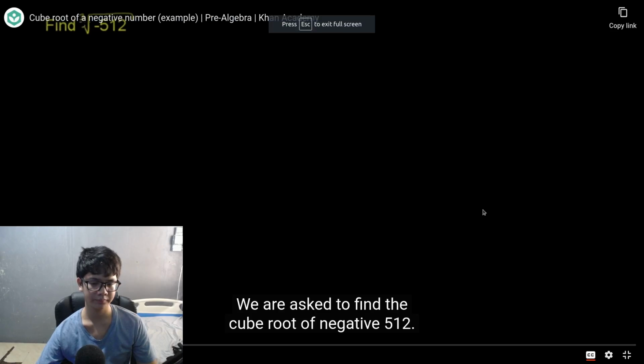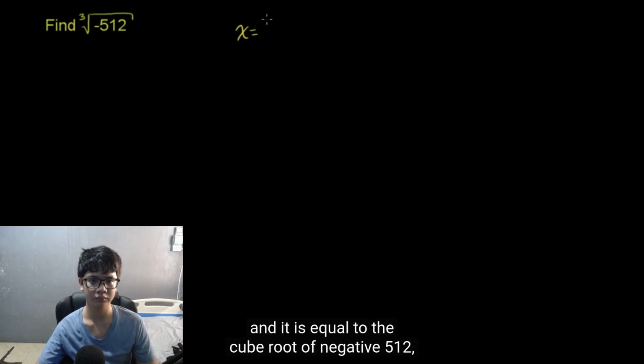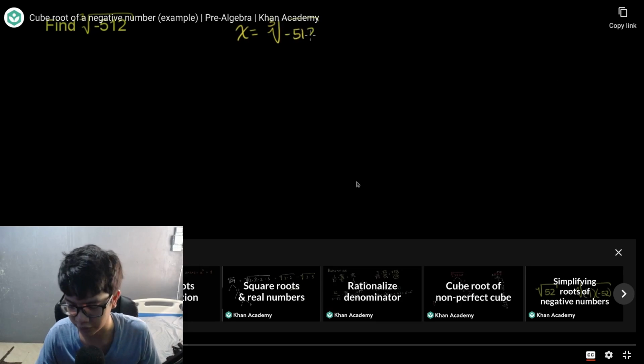We are asked to find the cube root of -512. Or another way to think about it is if I have some number and it is equal to the cube root of -512.